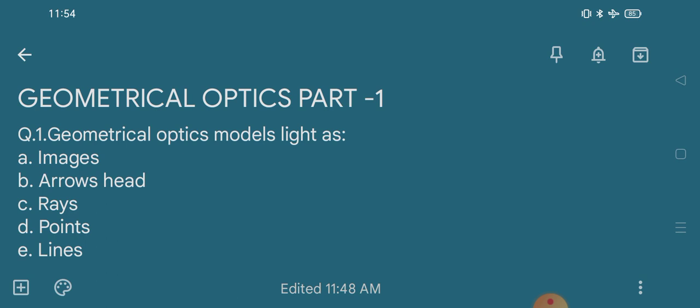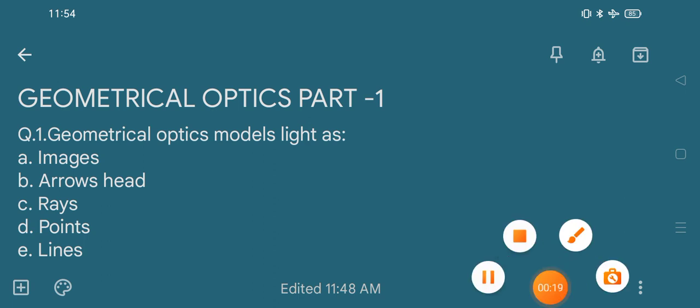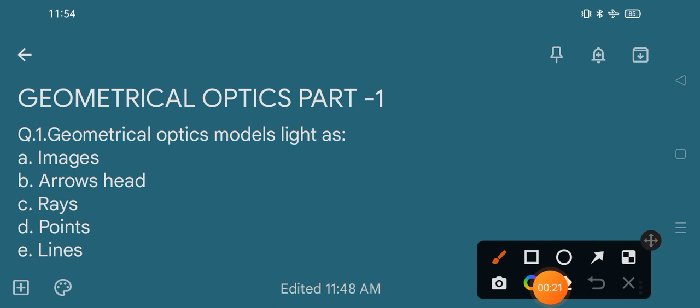Question number 1. Geometrical optics models light as option A images, option B arrows head, option C rays, option D points, option E lines. The correct option is option C, that is rays.